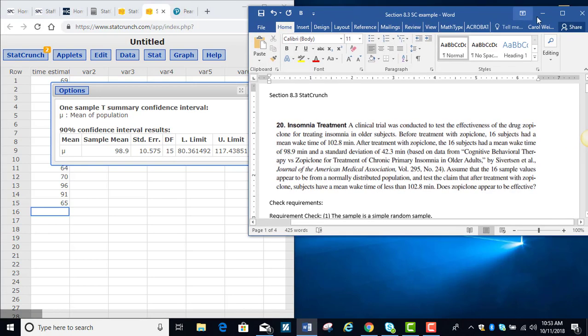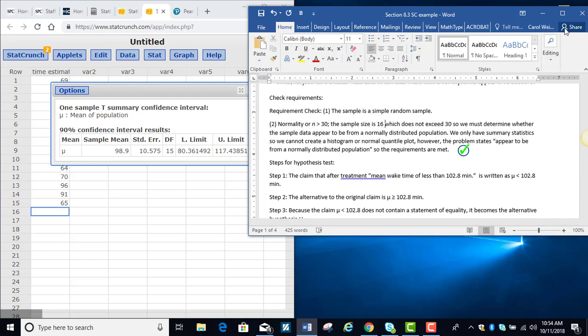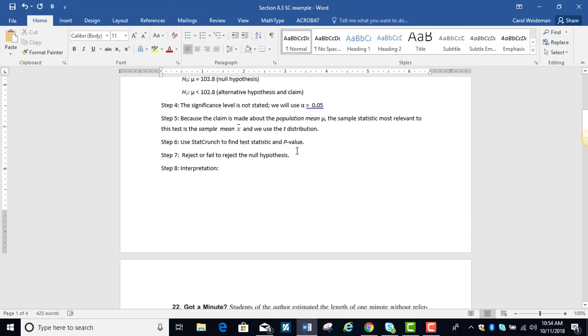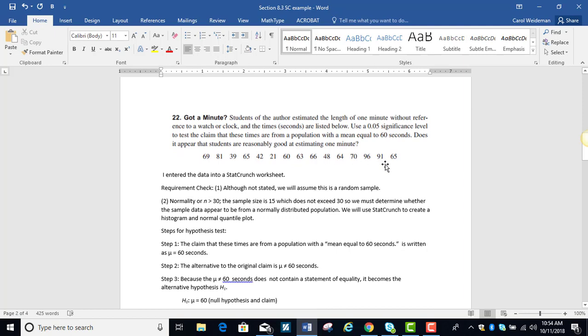The second problem that we're going to do is problem number 22, and I chose this one because this one we have to put the data into StatCrunch. Students of the author estimated the length of 1 minute without reference to a watch or clock, and the times in seconds are listed below. Use an alpha 0.05 significance level to test the claim that these times are from a population with a mean equal to 60 seconds. Does it appear that the students are reasonably good at estimating 1 minute?